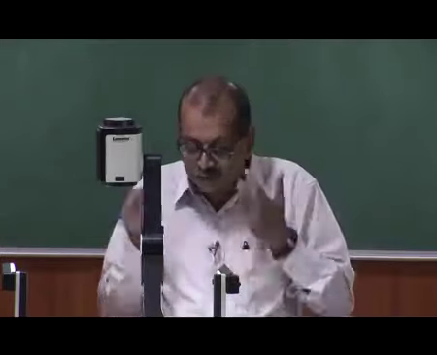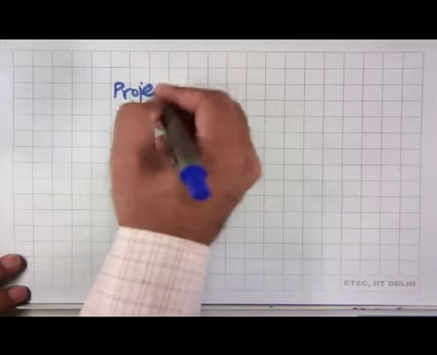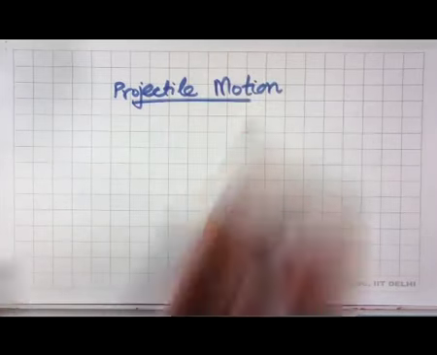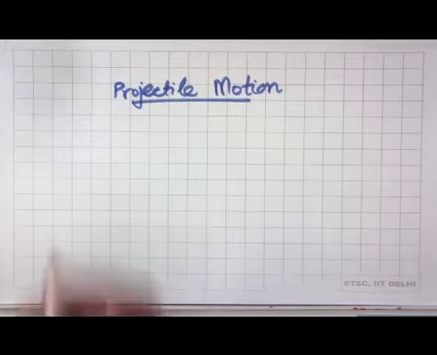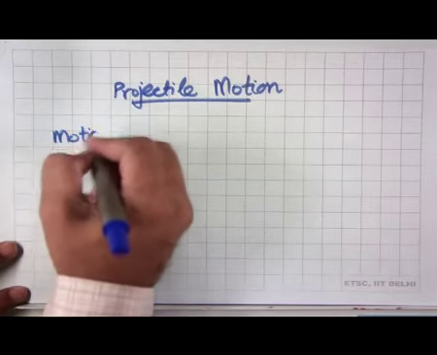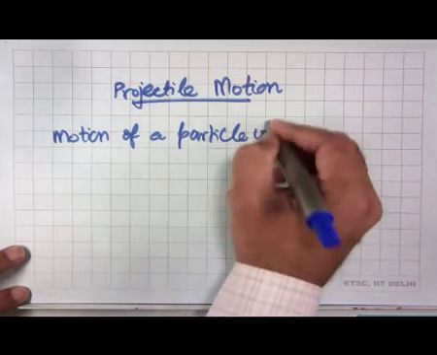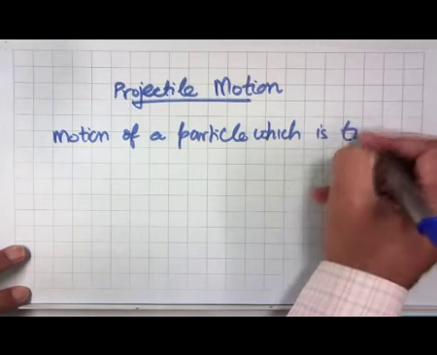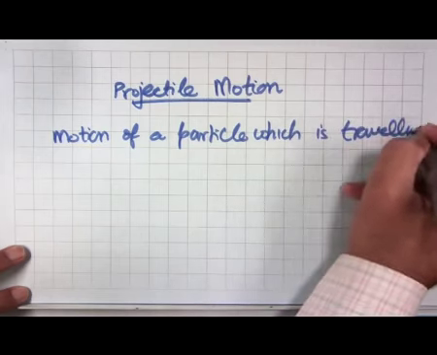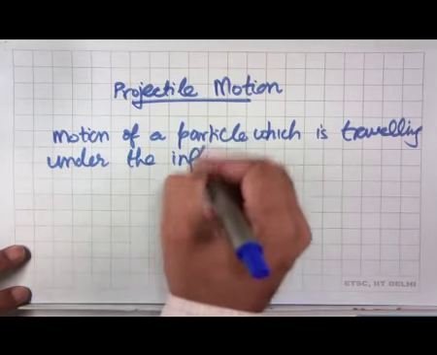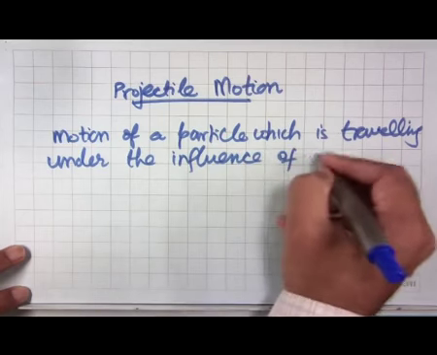Now, we look at a special case of motion under uniform acceleration or constant acceleration, which is called projectile motion. So, projectile motion is the motion of a particle which is travelling under the influence of gravity.